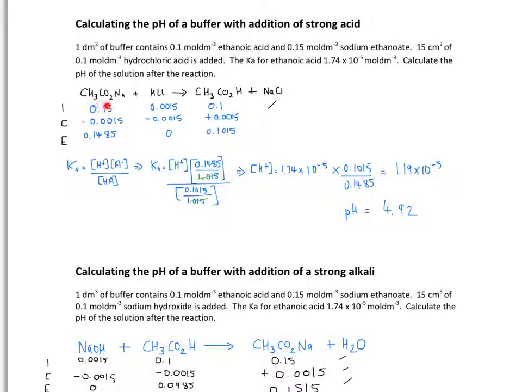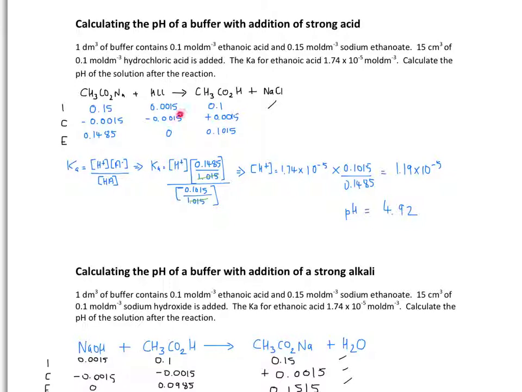Let's look at then the ICE table. So the I is the initial moles of chemical. So 0.15 is calculated by 1 dm cubed multiplied by 0.15, so n equals c times v gives 0.15 moles of sodium ethanoate. Then we've got the HCl, 0.015 multiplied by 0.1 gives 0.0015. And then the weak acid, 0.1, because it's 1 multiplied by 0.1.